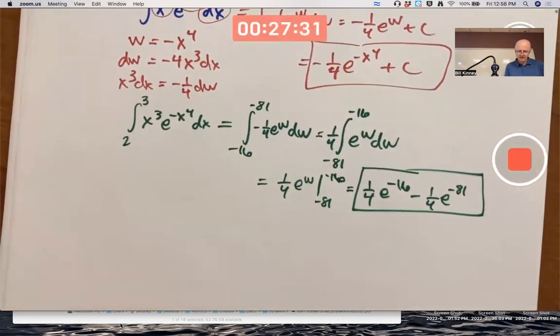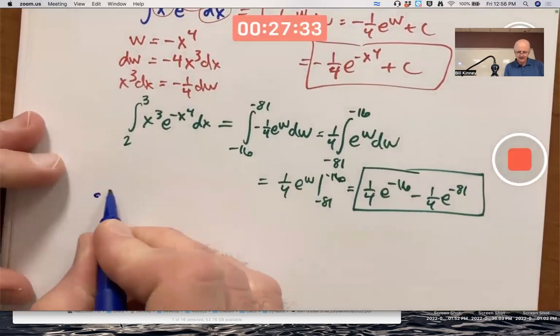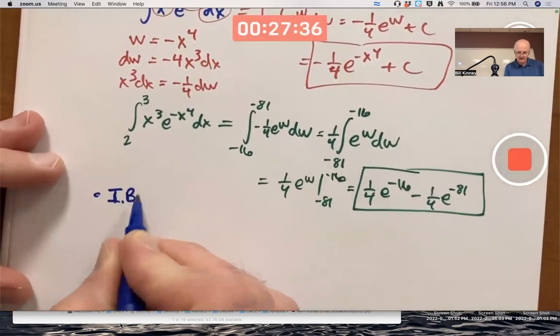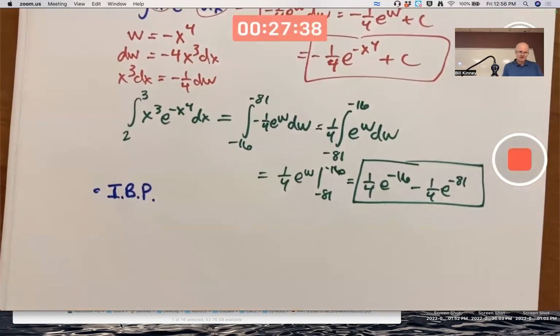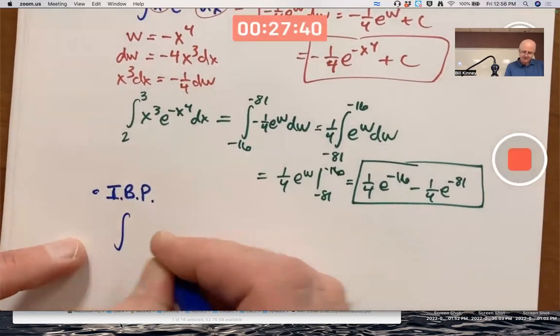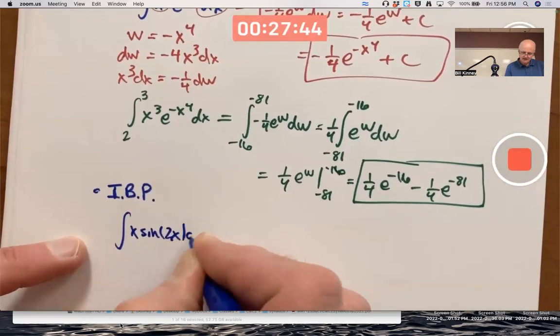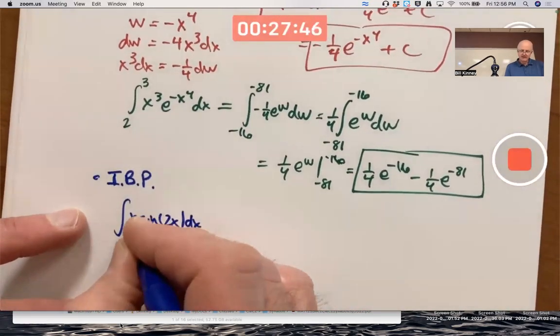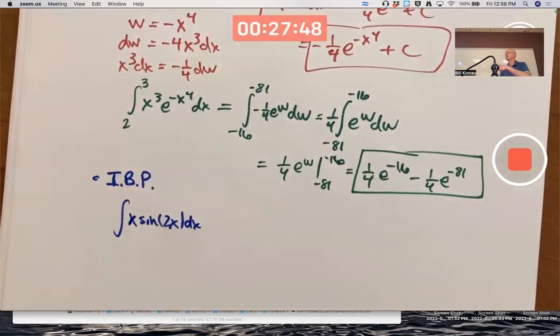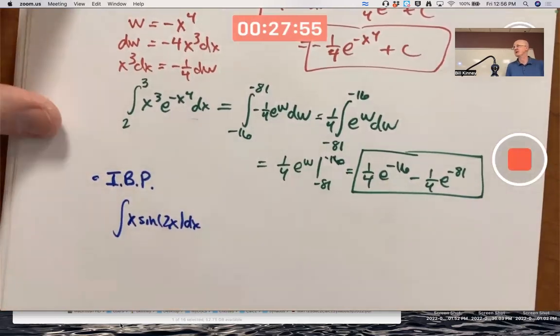Next technique was integration by parts, IBP, which, here's a typical kind of example. Integrate, say, x times sine of 2x. If you're integrating a power of x times a sine or a cosine, or maybe e to some power, that's a common situation to use integration by parts.